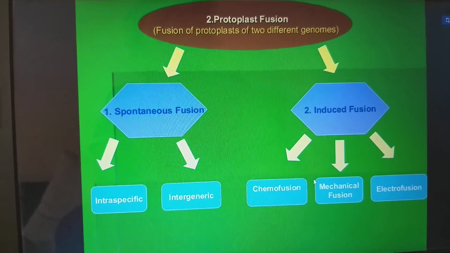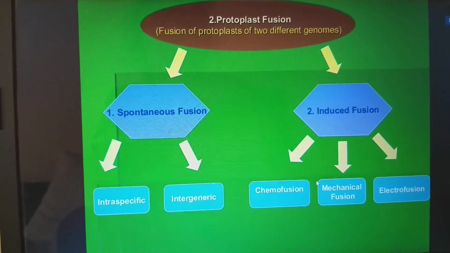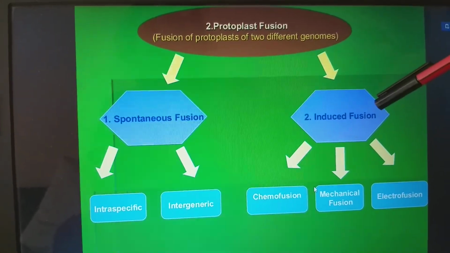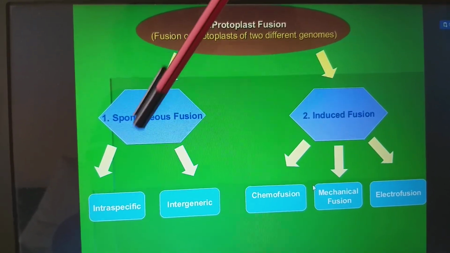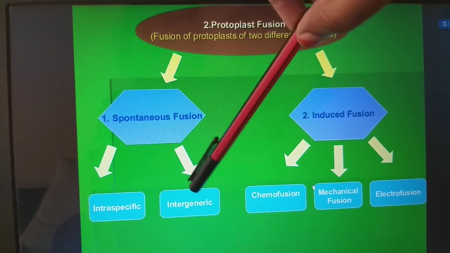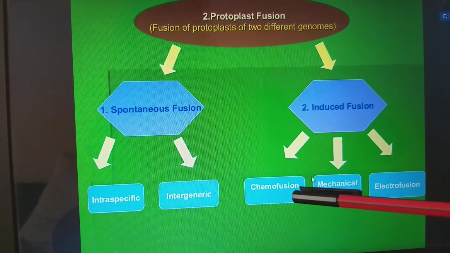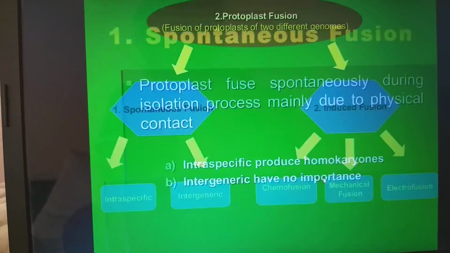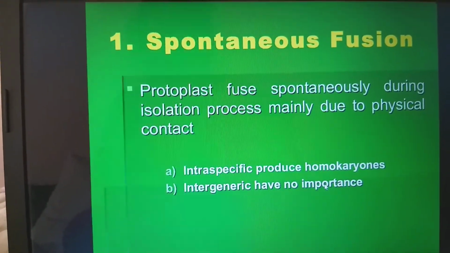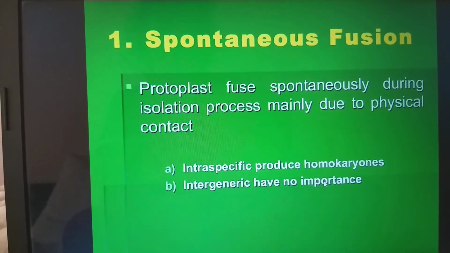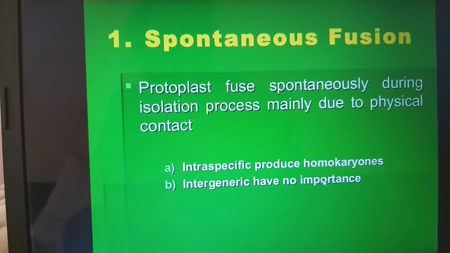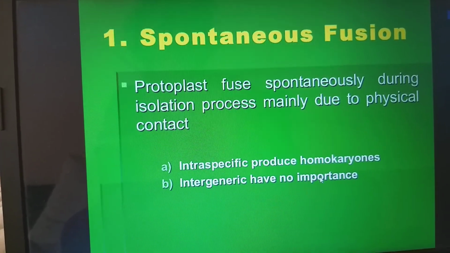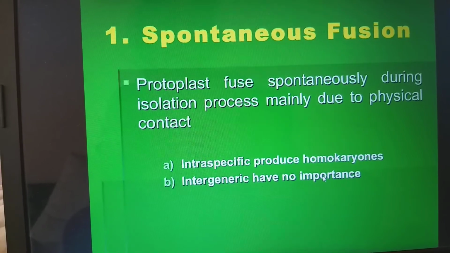Protoplast fusion: fusion of protoplasts of two different genomes. This is done in two types, spontaneous fusion and induced fusion. First is spontaneous fusion, intraspecific and intergeneric. Induced fusion includes chemofusion, mechanical fusion and electrofusion. Spontaneous fusion: protoplasts fuse spontaneously during the isolation process, mainly due to physical contact. Interspecific fusion produces homokaryons. Intergeneric fusion has no importance.